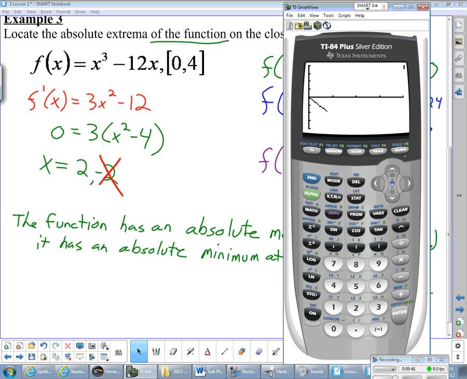And so when we hit graph, there's our function. And so if I hit second calculate, and I find the value, you could just check it this way. The value at x equals, let's just do the endpoint first. 4, you can see that that's the point 16, and there you go. That's the highest point, and you can see it's the highest point.